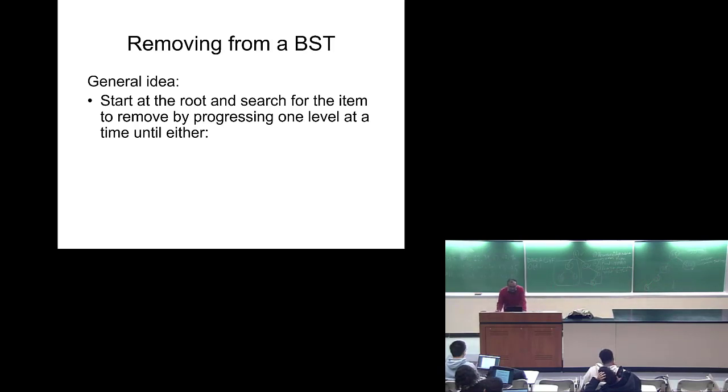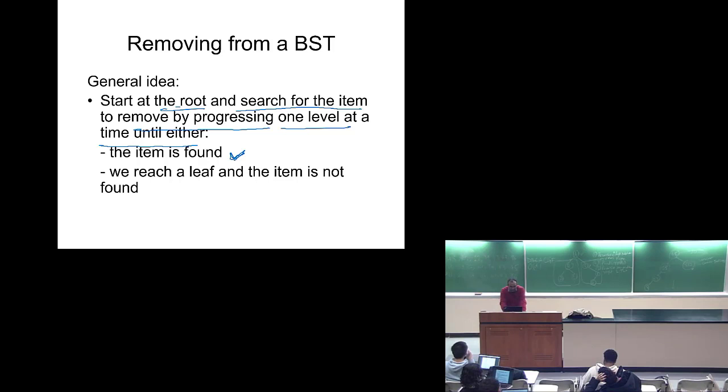Start at the root and search for the item to remove by progressing one level at a time until there are two possibilities. The item is found. If the item is found, we will remove it. It is also possible that the item was not present. That will happen if you reach the leaf and the item is not found.